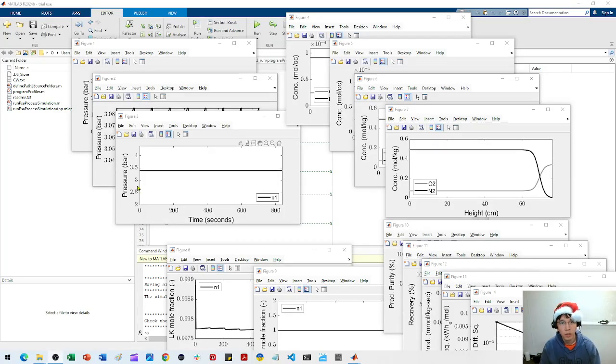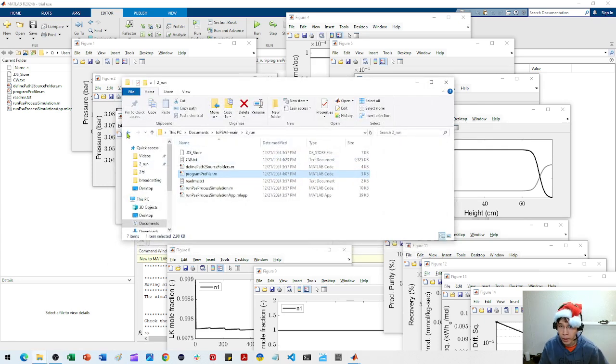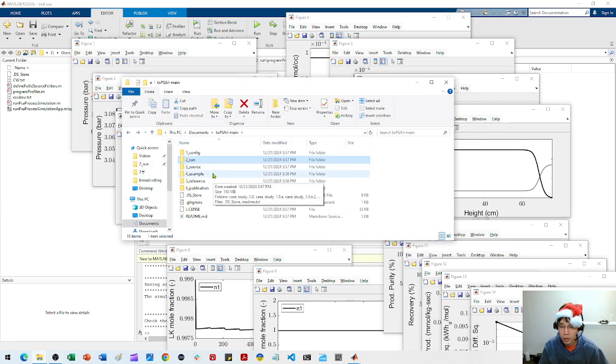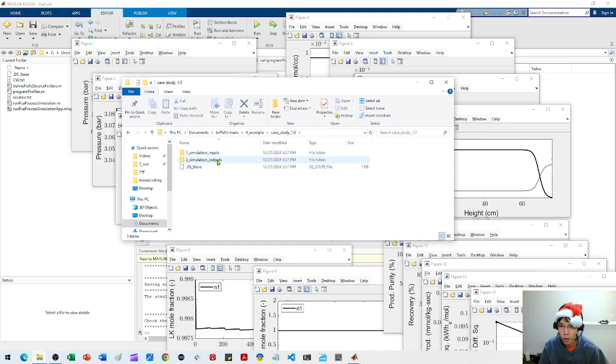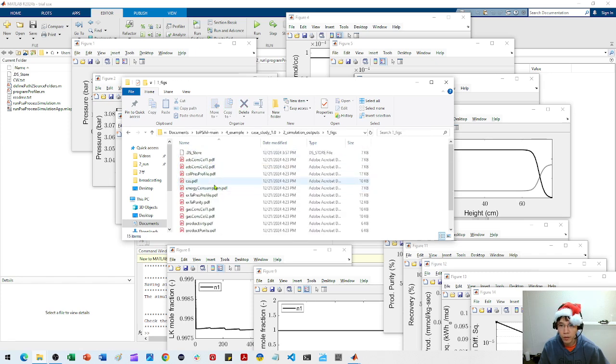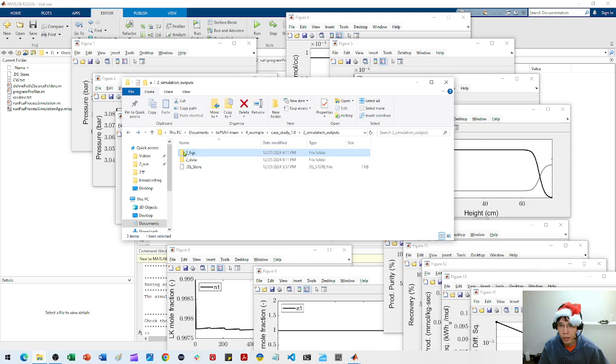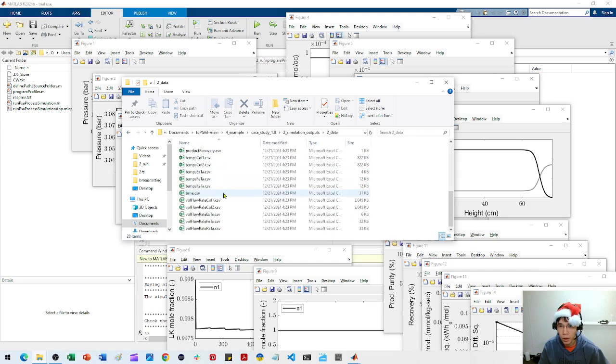Right, the simulation has finished running, and we have a bunch of plots to analyze. All the simulation results are saved in the designated folder location. Just to show you where they're saved, we can go back to the example folder here. Since we ran case study 1.0, you see the simulation outputs folder. You can click there and see the PDF of all these figures that I'm about to explain, and you'll see the raw data here.